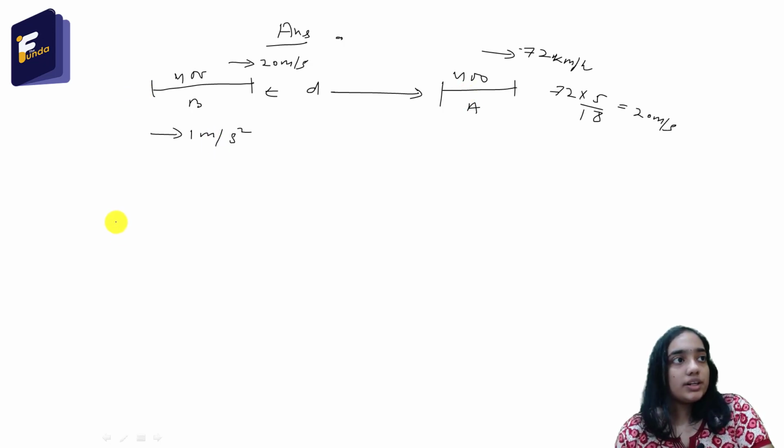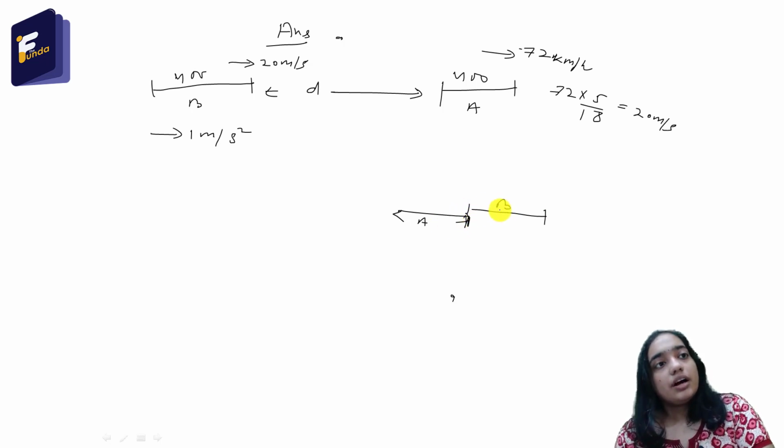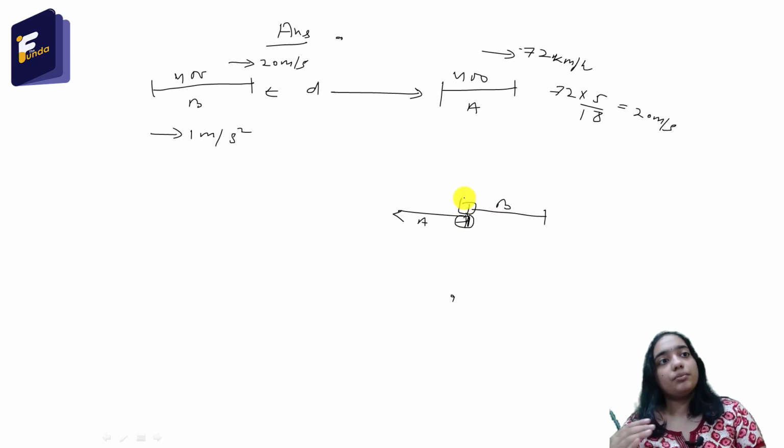What is the meaning of that? That means after 50 seconds, if A is here, B will be in this position. So the driver of A and the guard of B will be at the same position, the last part of B and the first part of A. That is the meaning of B overtaking A.